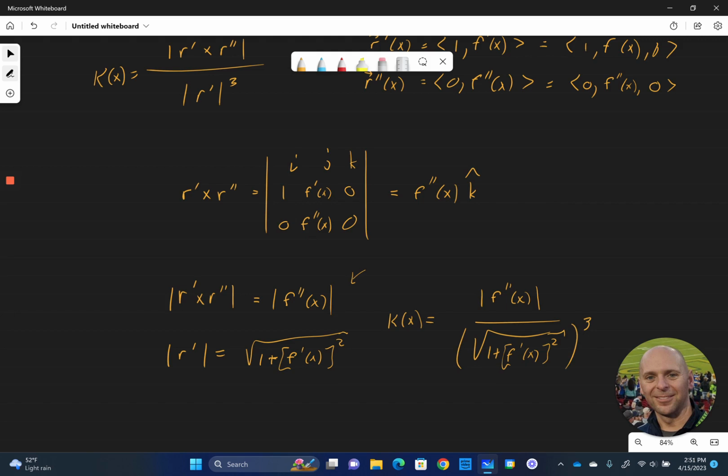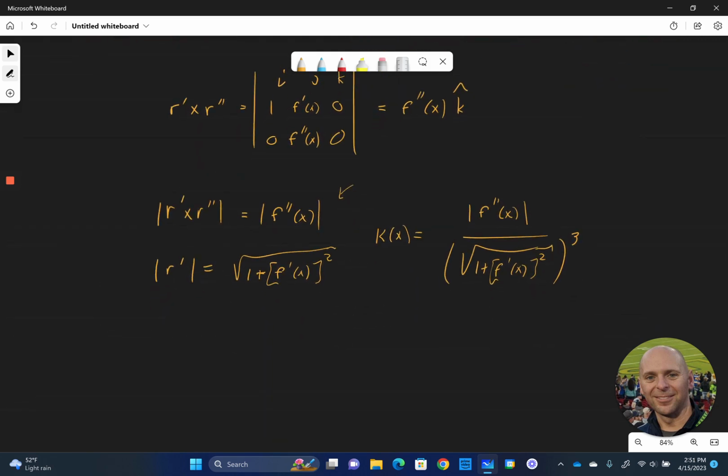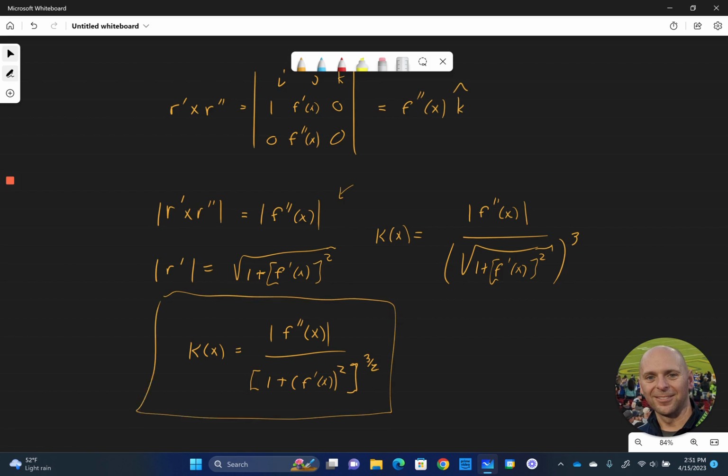So now, if we want to just simplify it down a tiny bit, we end up with something that looks like this, our normal formula that we would use for this. So we take the absolute value of f double prime of x, and then we divide it by 1 plus f prime of x squared, all to the 3 halves. And that's our typical way of writing out this formula for curvature of a function of x.